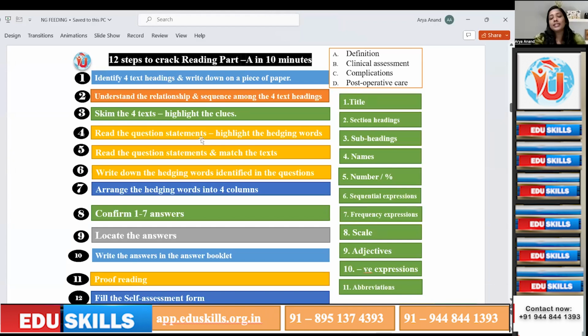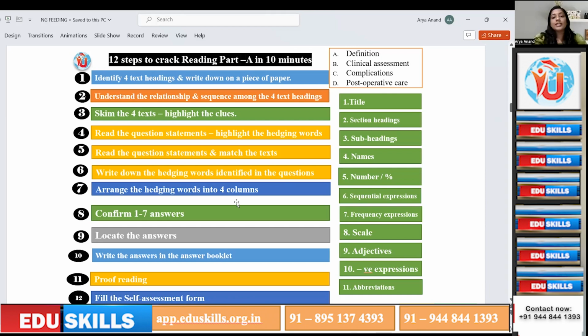That means the key words or key phrases you need to highlight. Then read the question and match the text. After highlighting the keywords or hedging words, you need to match the text, from which text the particular information is from. Then only you can find the answer very easily. If you don't know the sequence, if you don't know from which text it is, then it will be very difficult to find the answers. Sometimes you may not take the correct hedging word, then it will be very difficult. Then 6th one is write down the hedging words identified in the questions.